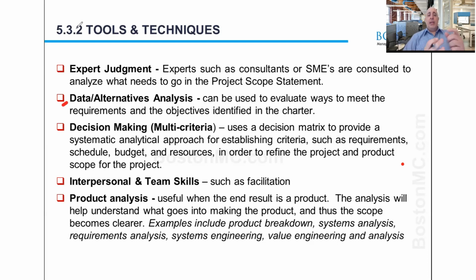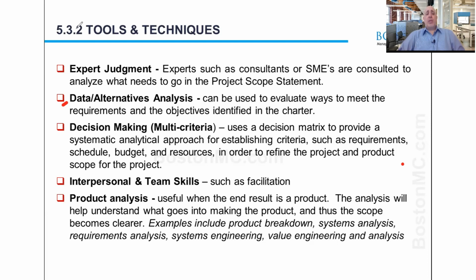The next item there is data or alternatives analysis. This is to see if you have different options available to you that can satisfy the requirements of the project. Mind you, you started from the project charter, you collected requirements from the stakeholders, and now you have a list of requirements and you're trying to figure out what scope of work would satisfy those requirements. There's bound to be multiple options available to you, and you need to consider what is the best option that would satisfy what the sponsor is looking for.